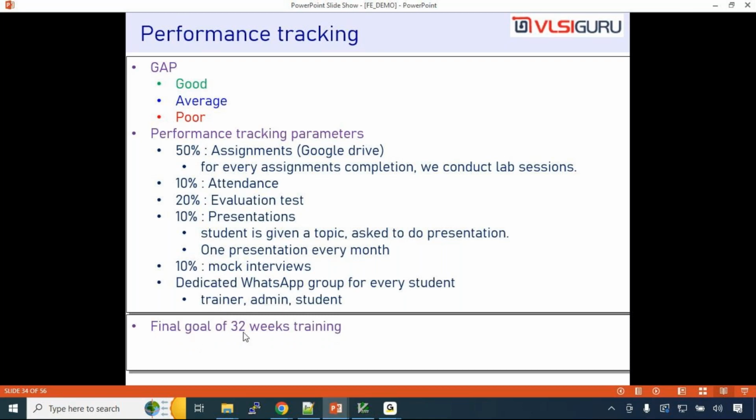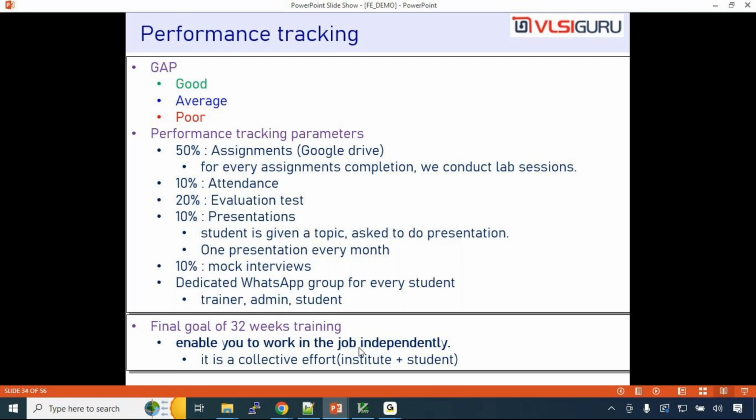So what is the final goal of 32 weeks of training? Enable you to work in the job independently. When you go to a company, their expectation is that if they give you one activity, they want you to do it yourself. You should not go to the manager and ask, what is this? What is this? He doesn't want that. Because if at all that was his requirement, he would do it himself, right? If he has to support every small thing, why does he need to hire you?